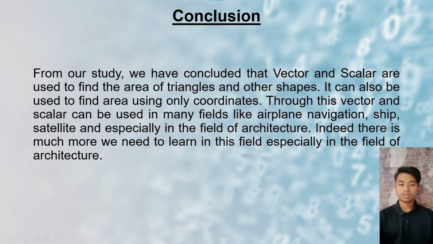Okay, the last part is the conclusion. From our study, we have concluded that vector and scalar are used to find the area of a triangle and other shapes. They can also be used to find area using only coordinates. Through this, vector and scalar can be used in many fields like airplane navigation, ships, satellites, and especially in the field of architecture. Indeed, there is much more we need to learn in this field, especially in architecture.